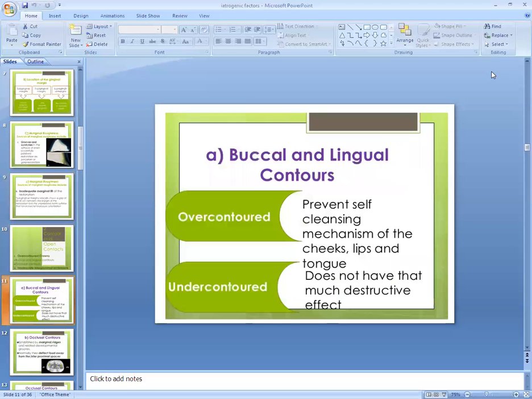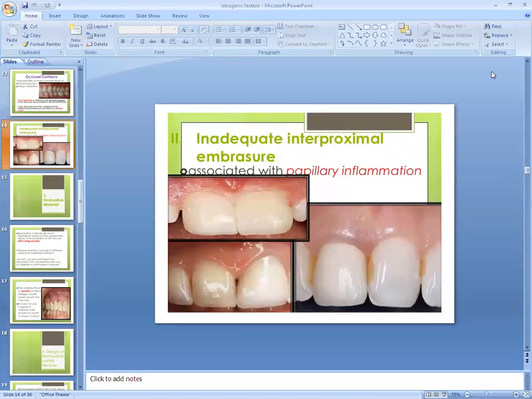Next is contour. Whenever there is an over-contoured or under-contoured surface. When there is an over-contoured restoration, the patient is not able to cleanse properly by the natural mechanisms like the cheeks, lips, and tongue, which affects the periodontal tissues.